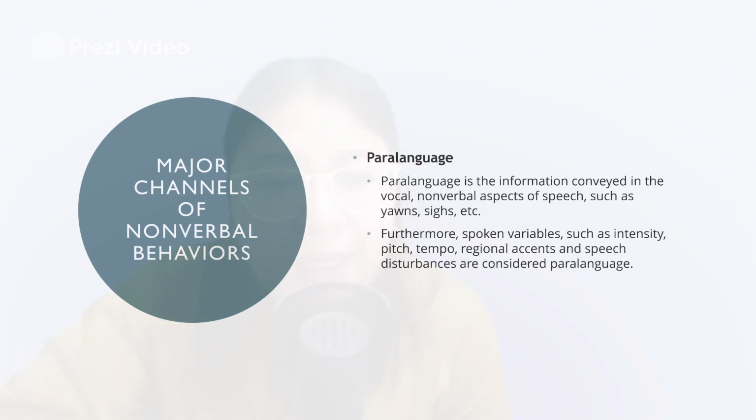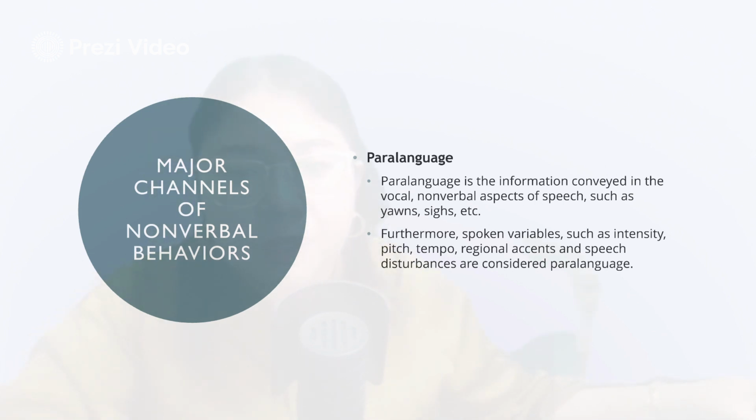Spoken variables such as intensity, pitch, tempo, regional accent, and speech disturbance are considered paralanguage. Sometimes when you would like to stress an important detail, you are going to stress that particular word. That is one example of paralanguage.